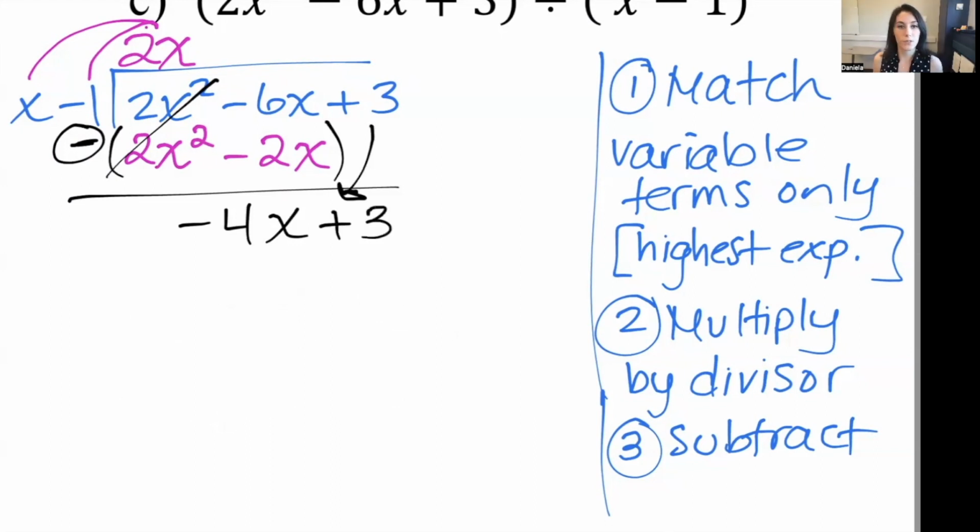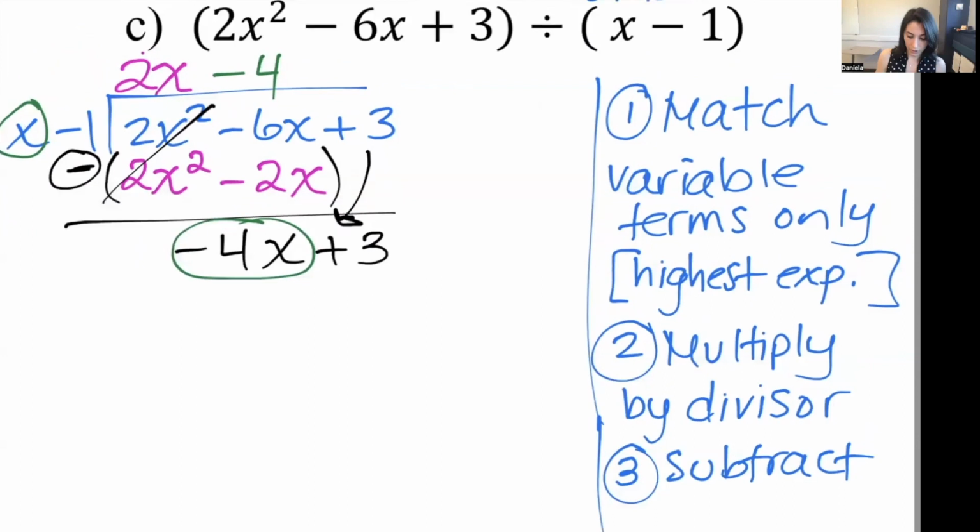And you're just going to rinse and repeat, right? So you're going to do it over and over again until you can't do it anymore. How do we know when to stop? I'll talk about that in a second, right? So now we're going to go right back to the top and we're looking to match again. We're looking to match the variable terms only. So we're going to see x times what gets me to -4x. Well, I just need a -4, right? So we matched it. Now we're going to multiply.